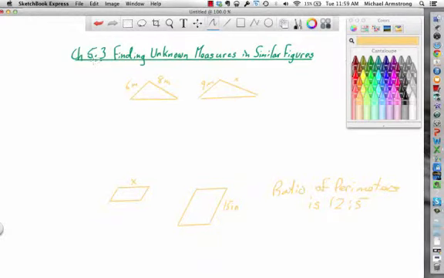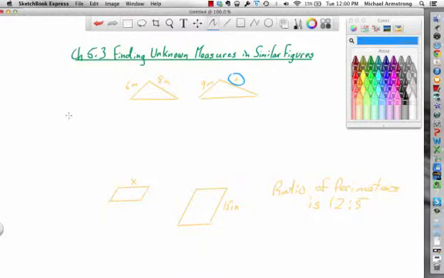Alright, chapter 5.3, finding unknown measures in similar figures. Now we have a couple of similar figures here. This figure is similar to this one. And if we want to find the unknown measure, that's x, we could set up a ratio.